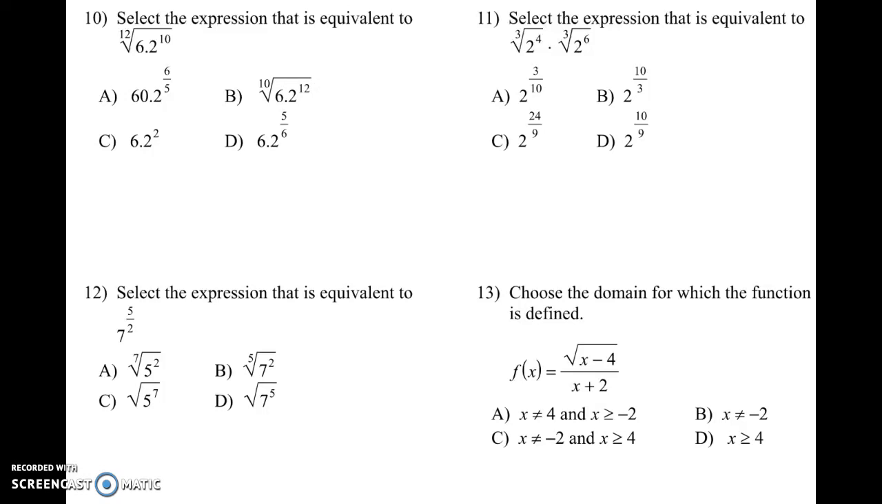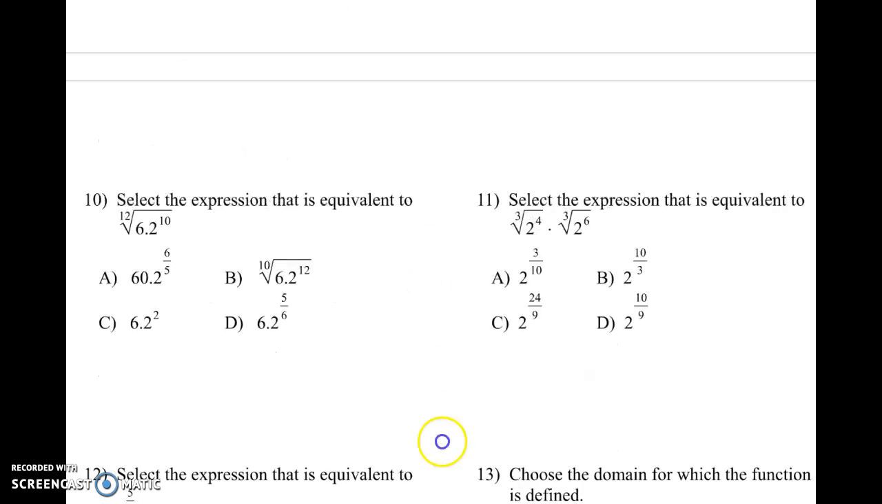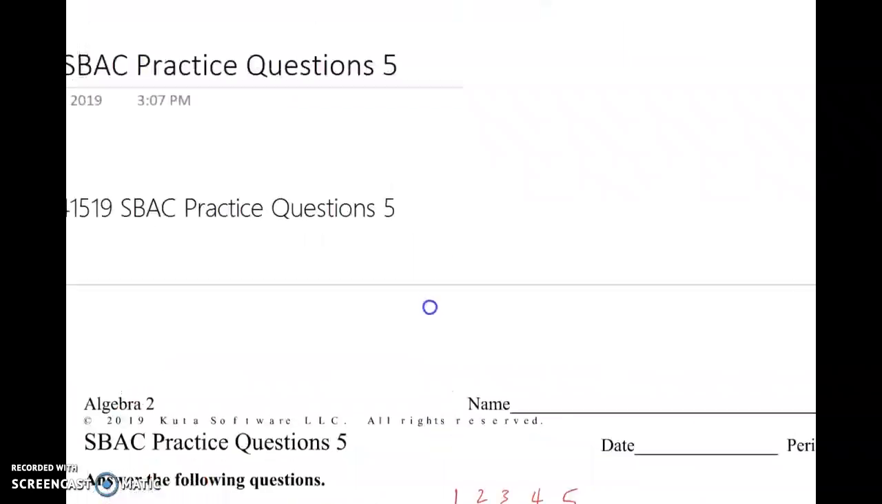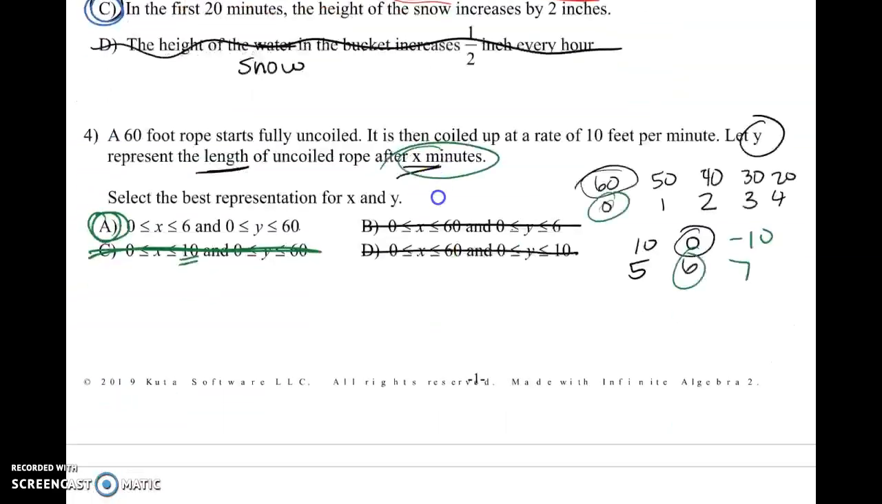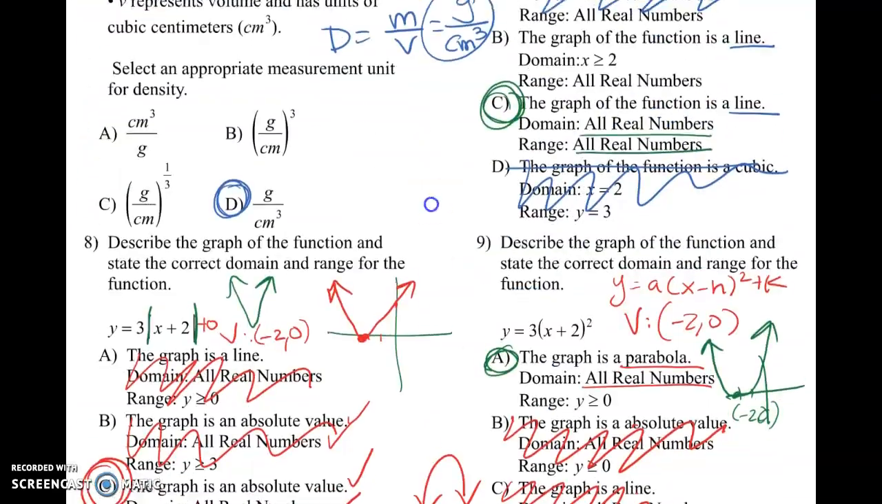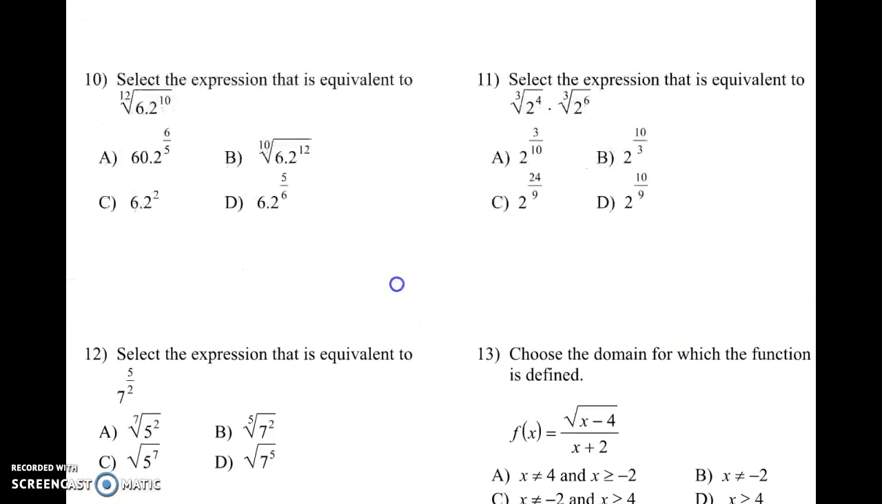Right, select the expression that is equivalent to... oh, real quick, we are still working on the SBAC practice questions. I'm just going to pick up where I left off in my last video, which is on question 10.